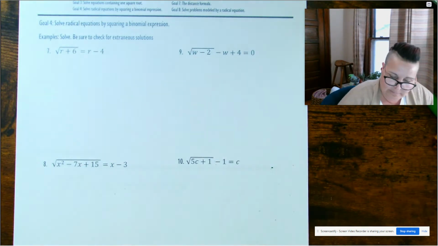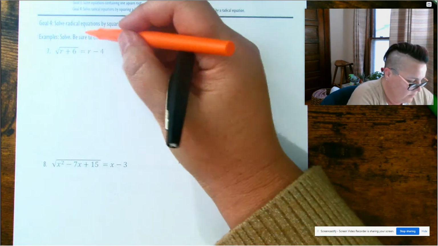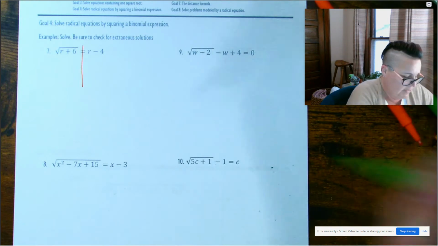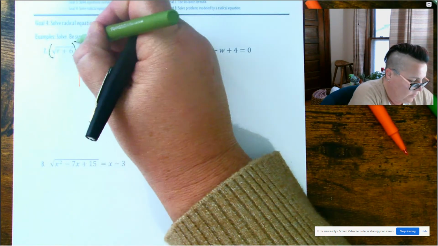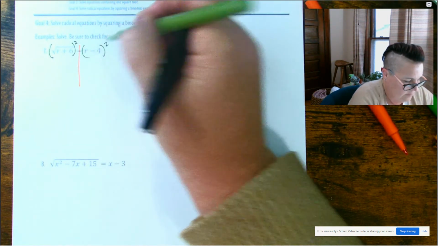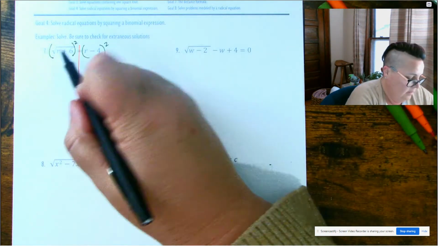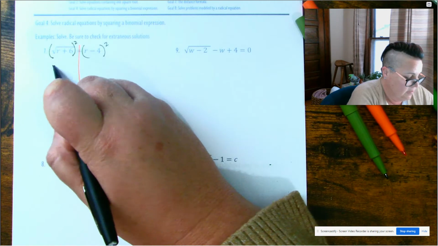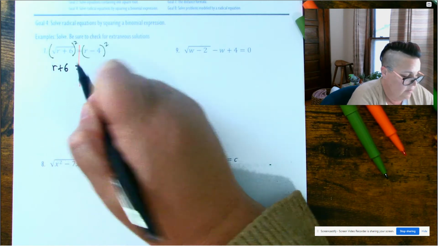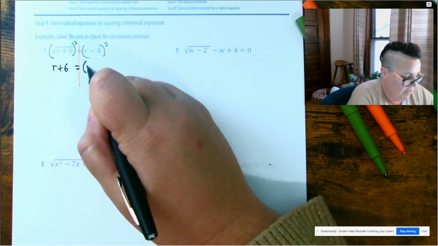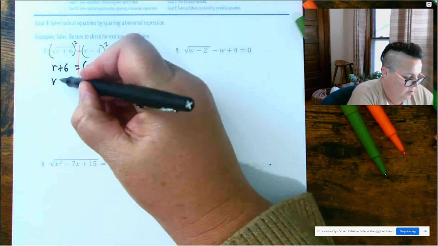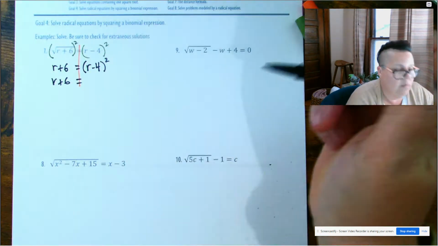All right. Same idea. Square root on one side by itself. Yes, indeed it is. And because it is, I can square both sides. So this is going to be the square root of r plus 6 squared. So that's just going to be r plus 6 equals. And on this side, I'm going to have r minus 4 squared. So r plus 6 is going to equal.